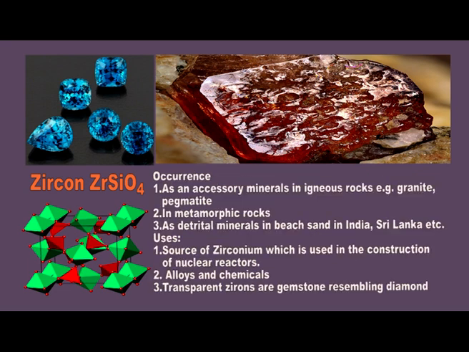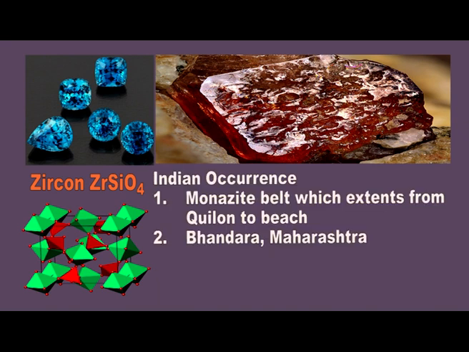Occurrences: as an accessory mineral in igneous rocks, for example granite and pegmatites, in metamorphic rocks, and as detrital mineral in beach sands in India, Sri Lanka, Australia, etc. Uses: source of zirconium, which is used in the construction of nuclear reactors, alloys and chemicals. Transparent zircons are gemstones resembling diamond. Indian occurrences: monazite belt which extends from Quilon to beach, Bhandara district, Maharashtra.